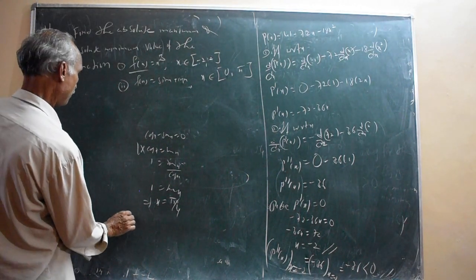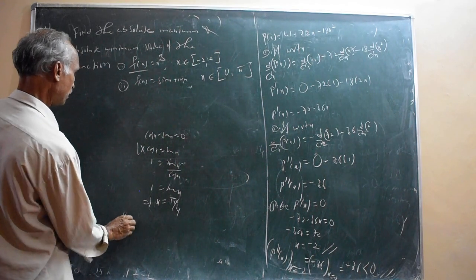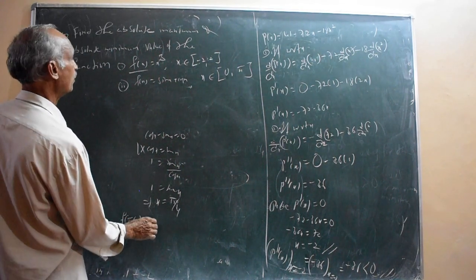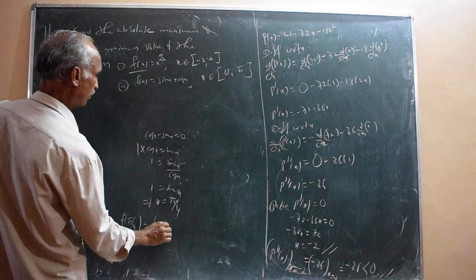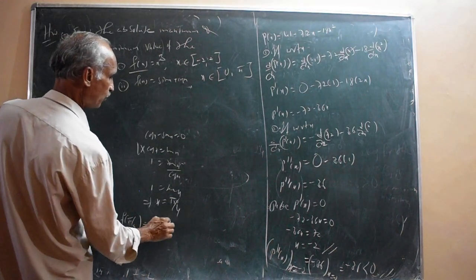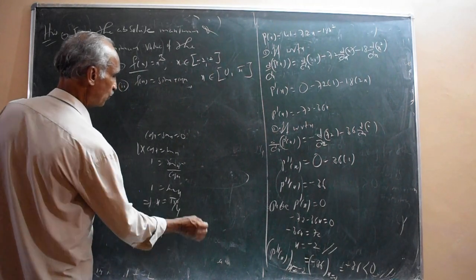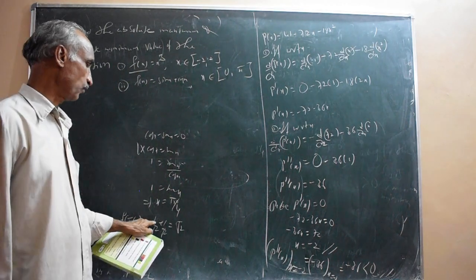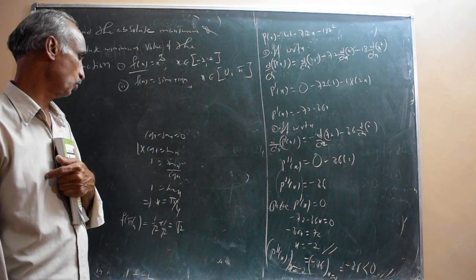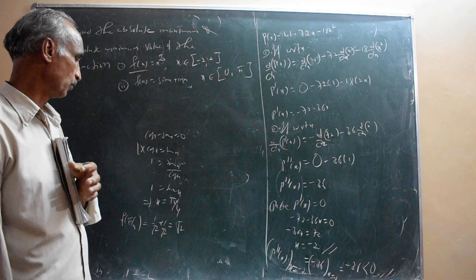Therefore, what is f of pi by 4? Work out f of pi by 4 also. Sin pi by 4 plus cos pi by 4 is 1 by root 2 plus 1 by root 2. That's equal to 2 by root 2, since the denominator is the same and the numerators add up: 1 plus 1 is 2. So 2 by root 2 is equal to root 2.